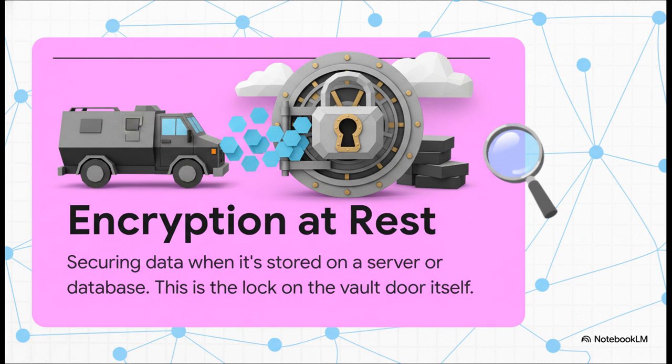Okay, so what happens once that armored truck gets to its destination? The data gets unloaded and it gets stored somewhere. That is where encryption at rest comes into play. This is what protects data when it's just sitting there, on a server, in a database, somewhere in the cloud. This is the high-tech, impenetrable lock on the main vault door. Even if a thief somehow breaks into the bank, they still can't open the vault.